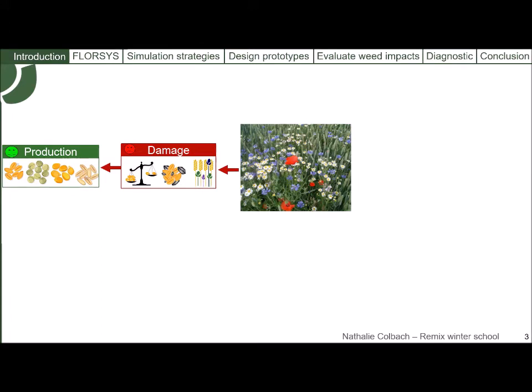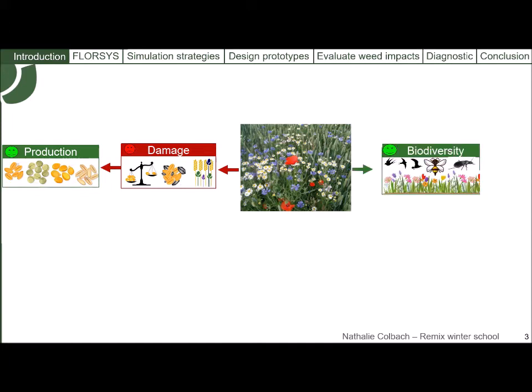Weeds are considered to be the pest that is most damaging to crop production because weeds compete with the crops for light and soil resources, and they can also host and feed other pests, such as insects or pathogens. But in our kind of landscapes, weeds are essential for biodiversity. They are the main component of wild plant biodiversity, and they contribute to feeding other organisms, such as farmland birds or pollinators.